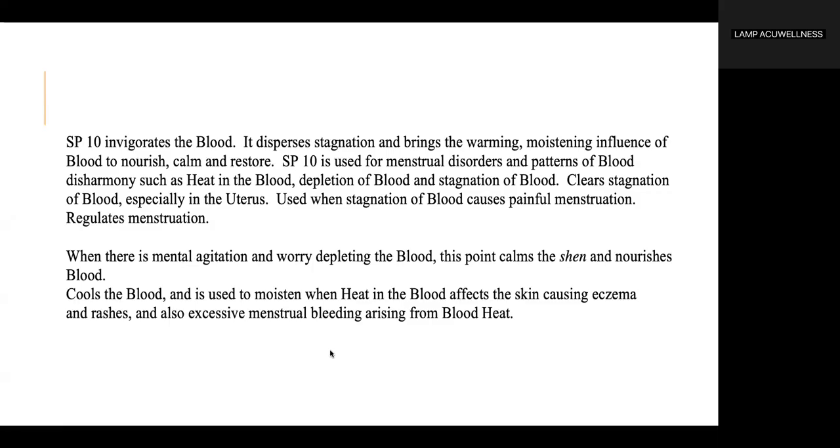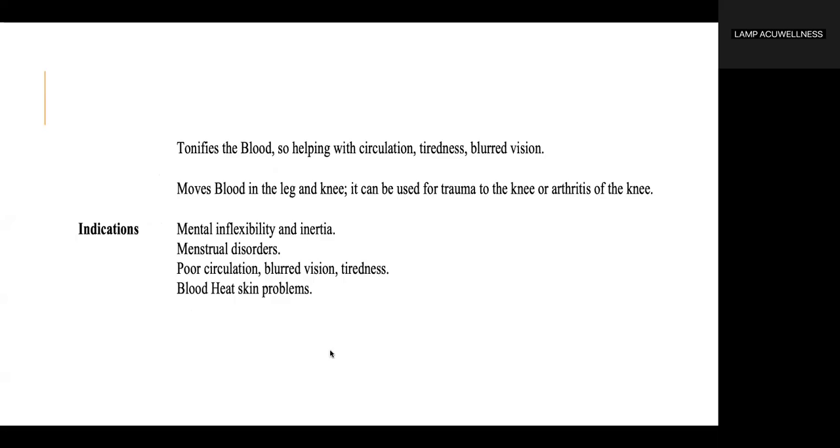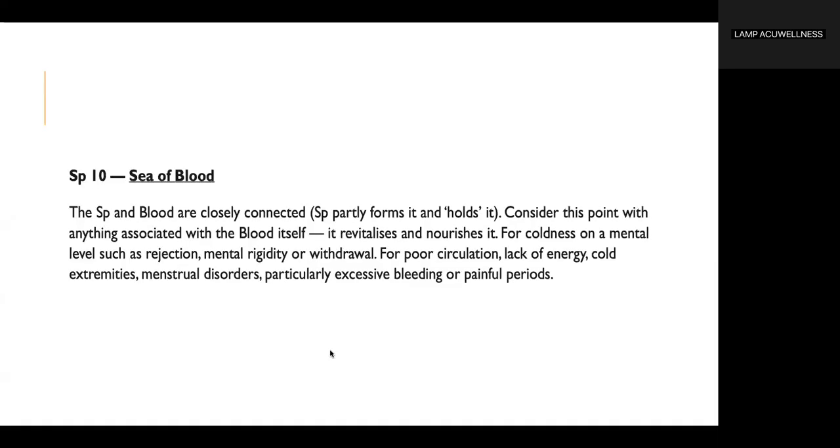When there is mental agitation and worry depleting the blood, this point calms the shen and nourishes blood. It cools the blood, and is used to moisten when heat in the blood affects the skin, causing eczema and rashes, and also excessive menstrual bleeding arising from blood heat. It tonifies the blood, so helping with circulation, tiredness, and blurred vision. It moves blood in the leg and knee, and can be used for trauma to the knee or arthritis of the knee. Indications: mental inflexibility and inertia, menstrual disorders, poor circulation, blurred vision, tiredness, blood heat, skin problems.